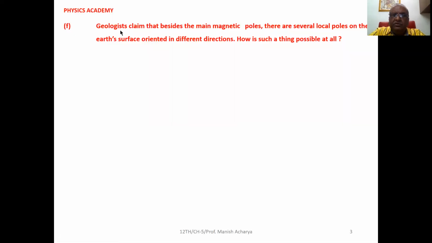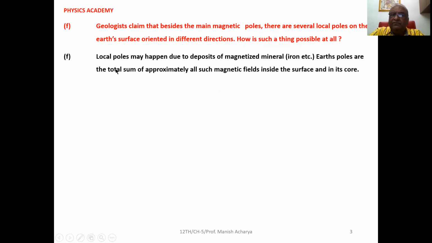F, geologists claim that besides the main magnetic poles, there are several local poles on the Earth's surface oriented in different directions. How is such a thing possible at all? Now, local poles may happen due to deposits of magnetized minerals, irons, etc. Right? Earth's poles are the total sum of approximately all such magnetic fields inside the surface and in its core.